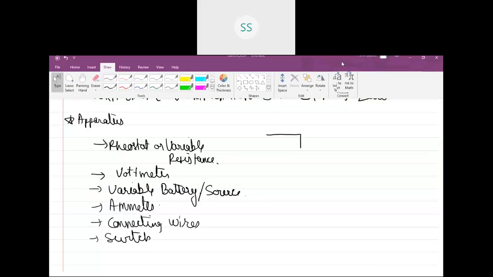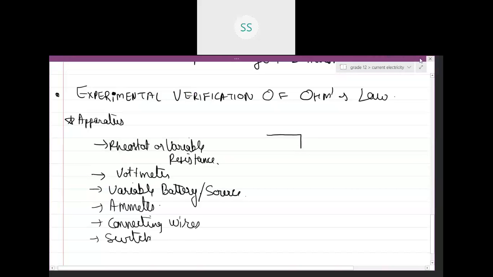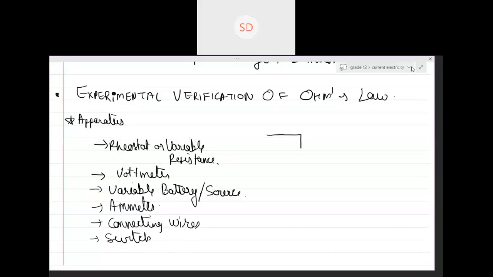Wait. Two minutes. The screen might have gone blank, right? Yes, sir. 2 minutes. I'm searching something. Experimental verification of Ohm's law images.